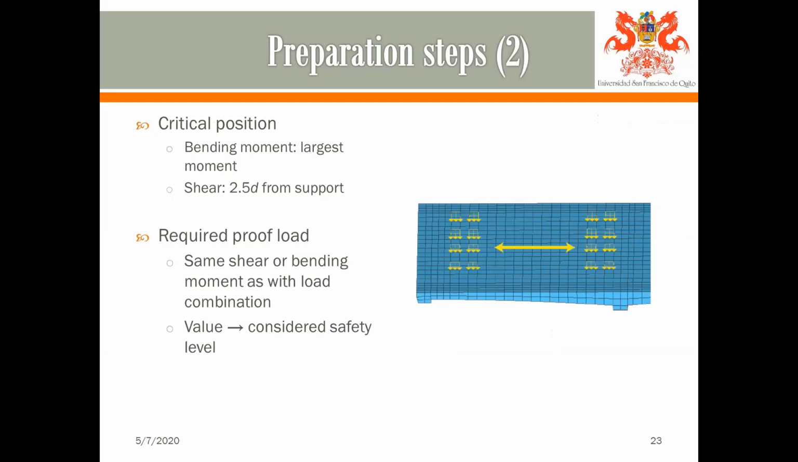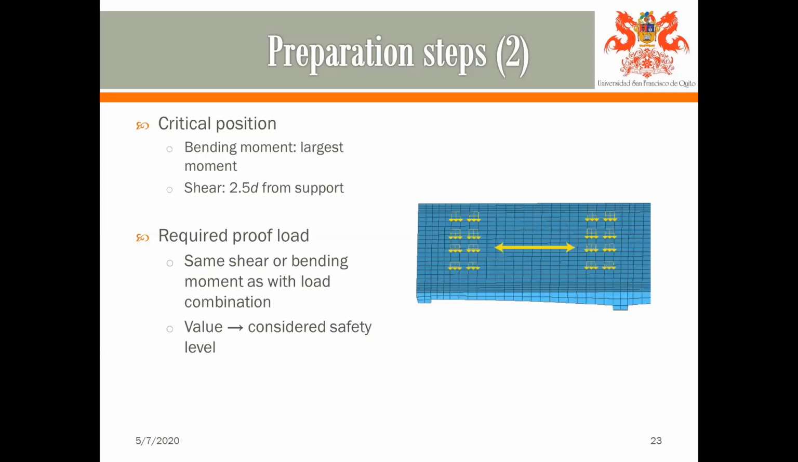In terms of identifying the critical position for a proof load test, we want to have the position that results in the largest sectional moment or shear. When it comes to largest sectional moment, what we do for preparation is we take the Eurocode live load combination and look for the position that results, so basically doing the influence line, in the largest sectional moment. For shear, applied to slab bridges, what we use is a position at 2.5D from the support, since we know from testing slabs in the lab that within 2.5D we have direct load transfer, so that is never a governing position.